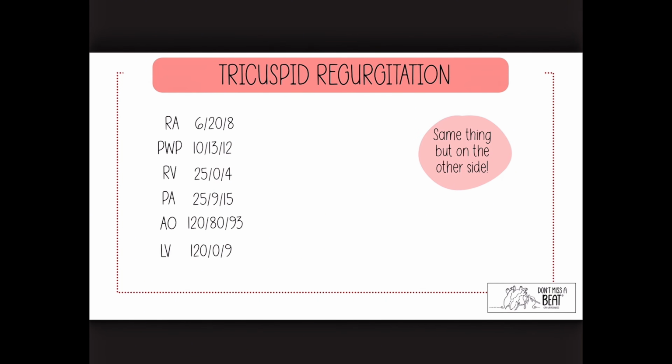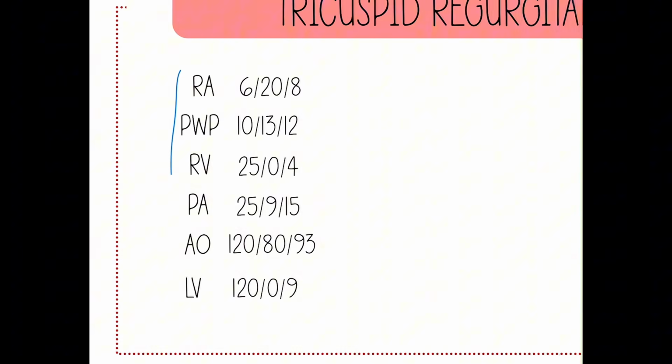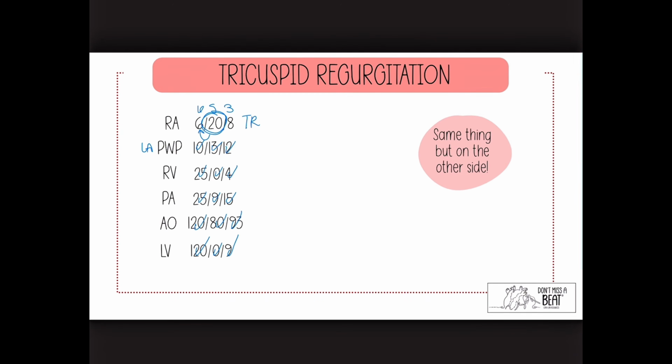Next up is tricuspid regurgitation, pretty much the exact same thing as mitral regurg, but on the other side. So if we look at our list of pressures, remember pulmonary wedge pressure represents left atrium, all these are normal, RV is normal, PA is normal, AO, and LV. 6 is normal for RA, so 20 is definitely more than double 6. So this patient has possibly tricuspid regurgitation.